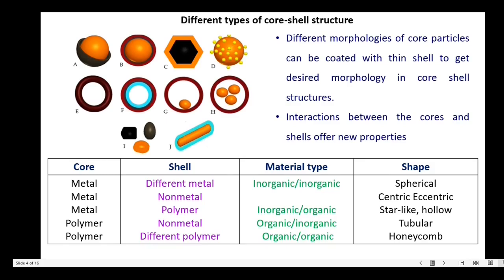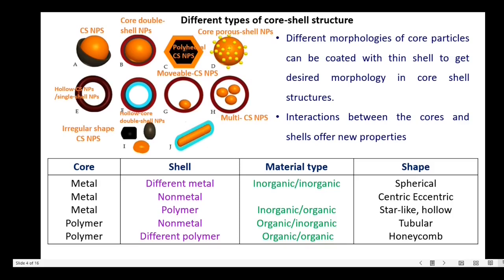The next one is the morphology of the core particles. So the core particles can have any kind of morphology. It's like a spherical, double core, polyhedral, porous core, hollow core with a single shell, hollow core with a double shell, movable core, multi-core, core-shell nanoparticles with an irregular shape, then nanorod. These are the different morphologies of the core particles. So different morphologies of the core particles are coated with a thin layer of shell material to get a desired morphology in the core-shell structures. Also, the interaction between the core and the shell material determines the new properties of the core-shell structure.